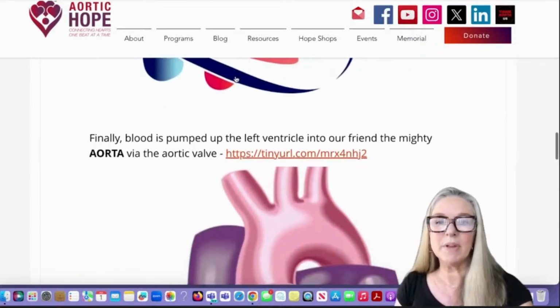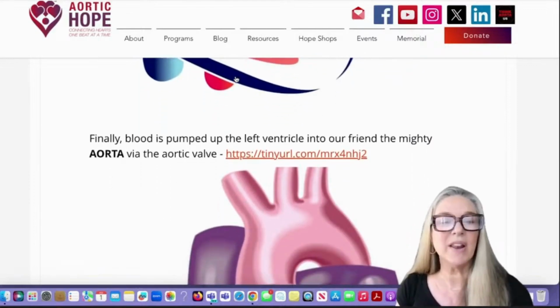Finally, blood is pumped up the left ventricle into our friend, the mighty aorta, via the aortic valve.